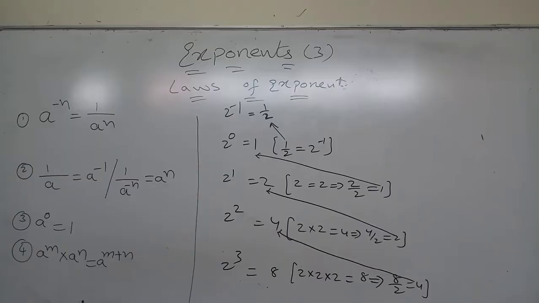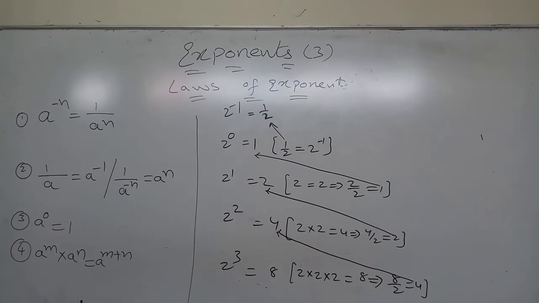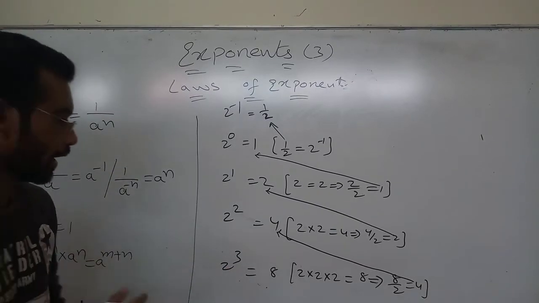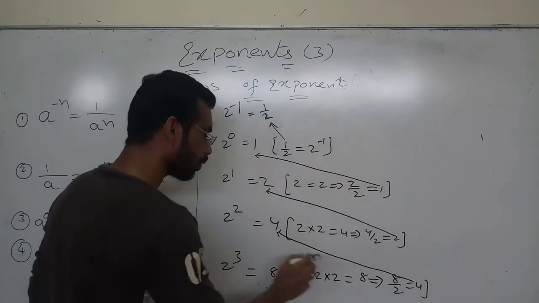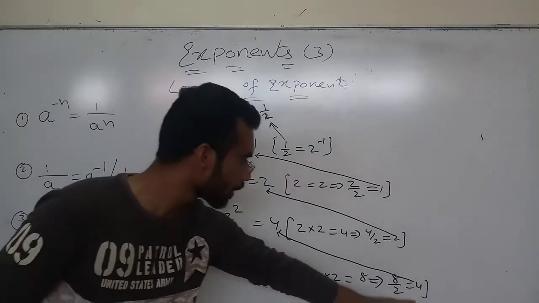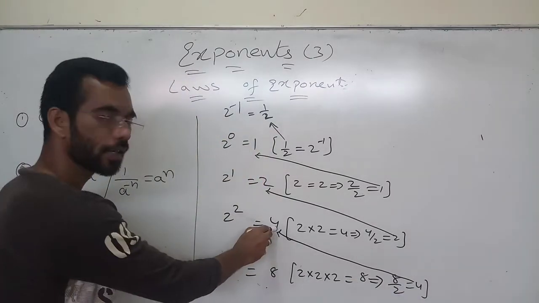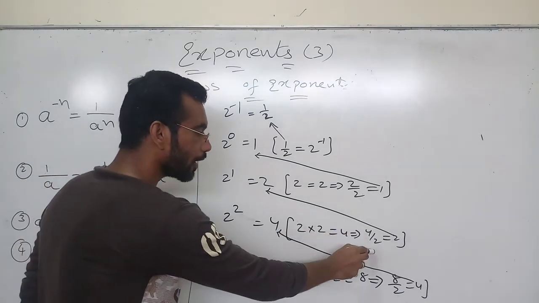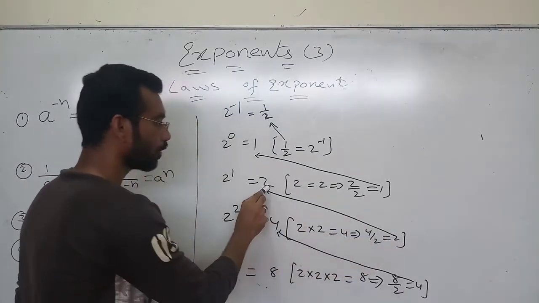Now see here. 2 power of 3, how much will it be? 8. That is 2 into 2 into 2. 8 divided by 2, how much are we getting? 4. That is 2 into 2. 4 divided by 2, how much will it be? 2.